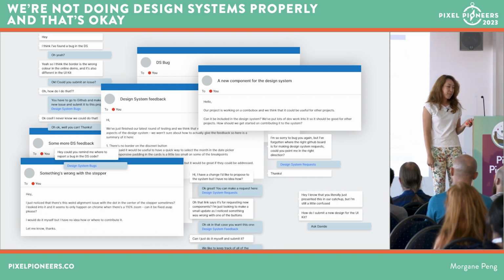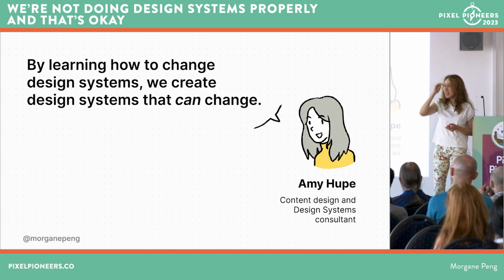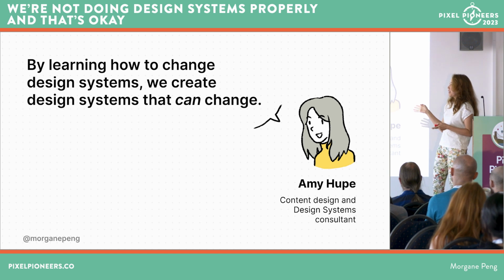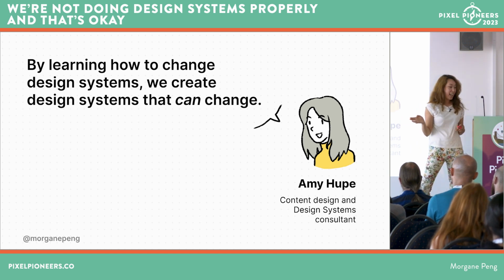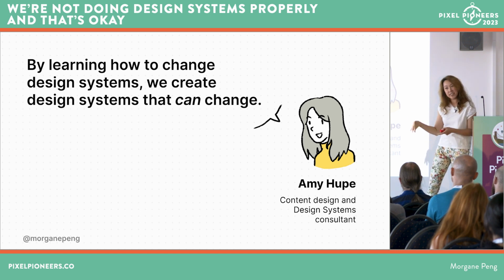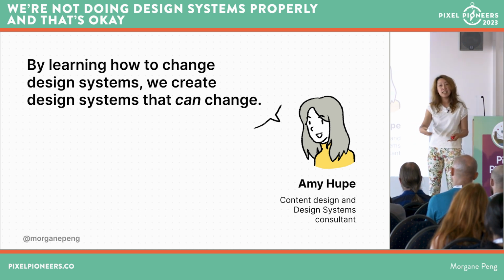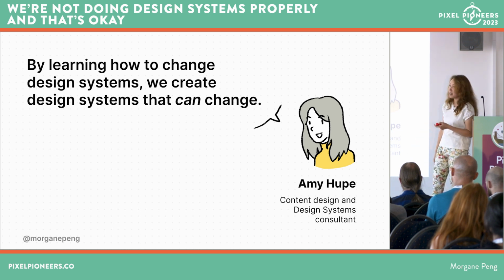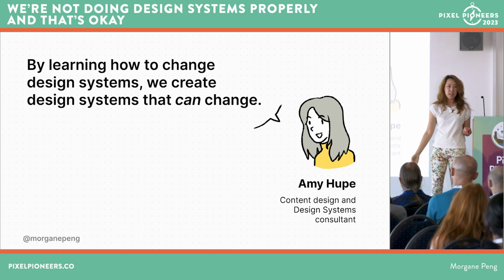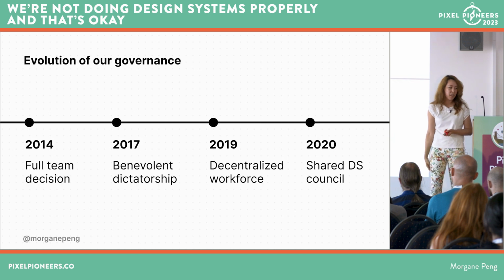And I really like this quote from Amy, who's around here somewhere. But she says, by learning how to change design system, we create design system that can change. And it's not just changing the content of the design system, the technology, yes, the design tool, but it's also changing things like the governance. Because talking about governance, I think I mentioned we changed 3 times the tech stack, 2 design tools. We also changed, at the end of the day, 4 times the governance.